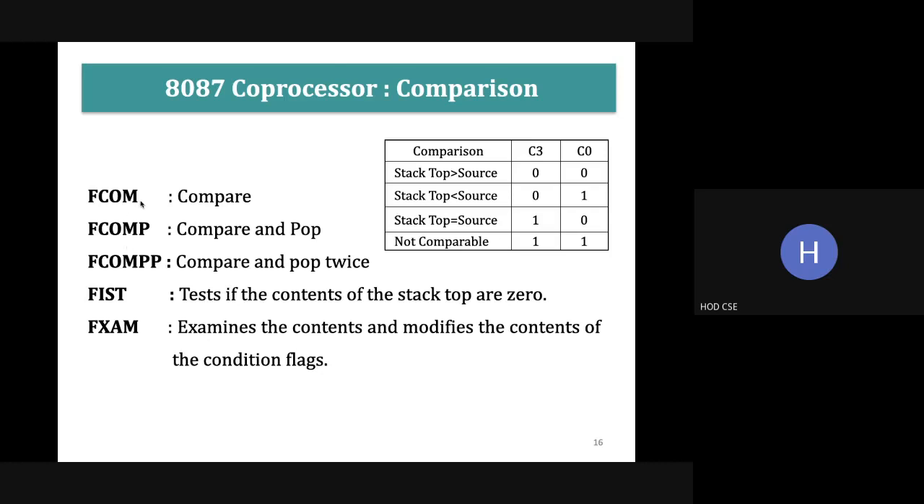FCOM, compare. Before that, let's see here. Two bits are used, C0 and C3, for comparison. Normally in comparison, which operation will be performed? Addition, subtraction, multiplication, or division? The processor doesn't know the symbols, what less than, greater than, or equal means. Some operation will be performed, and according to that the flag bits will be set. Here, for the flag bits, we are using the condition codes C3 and C0.